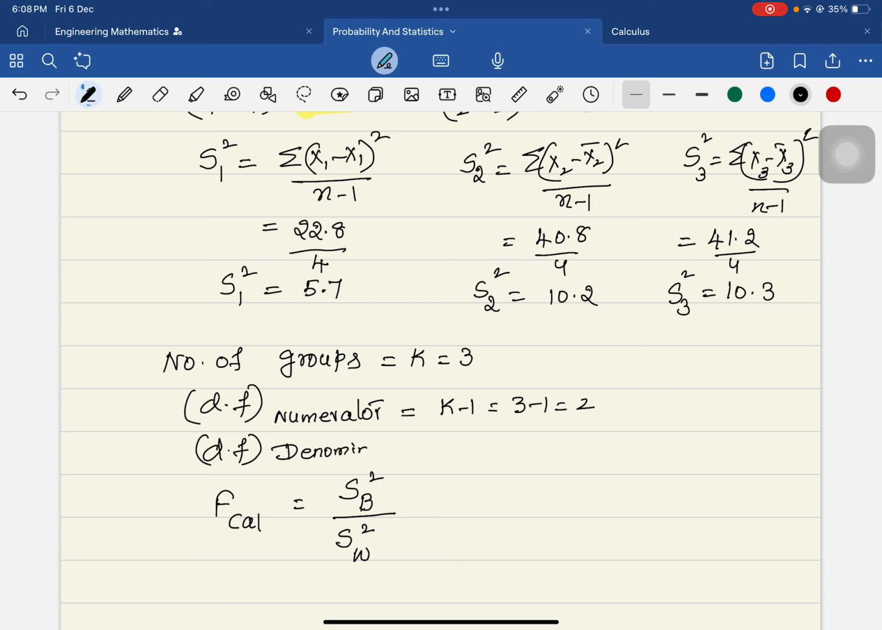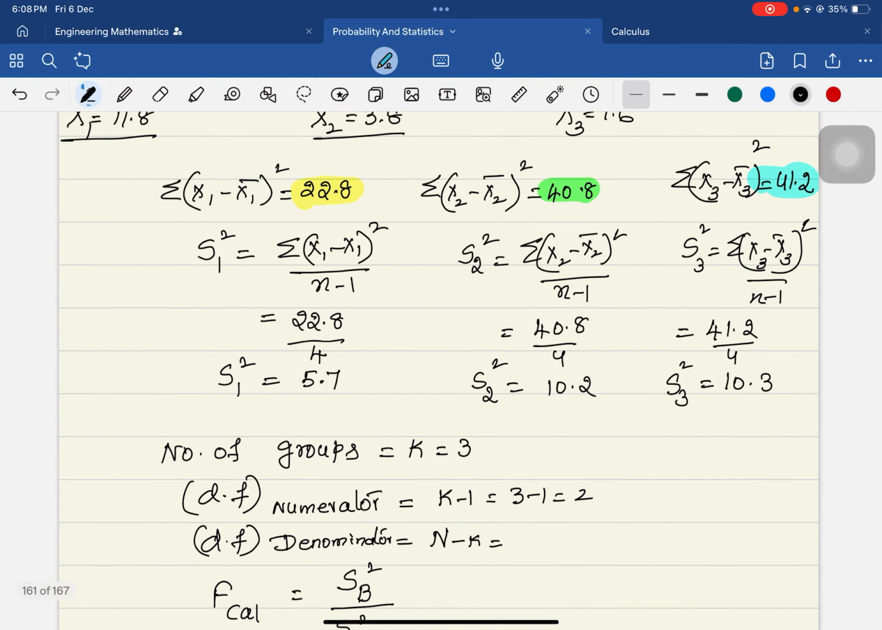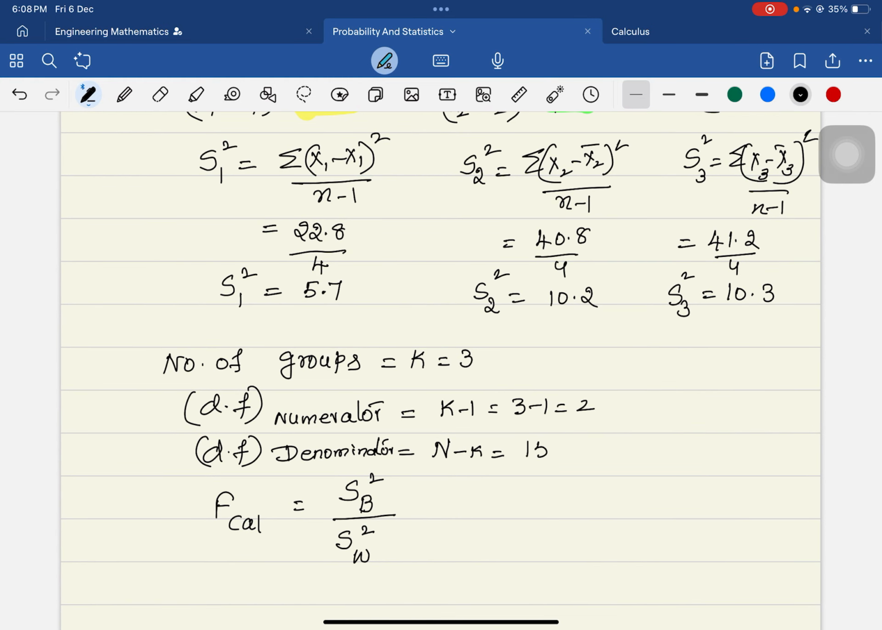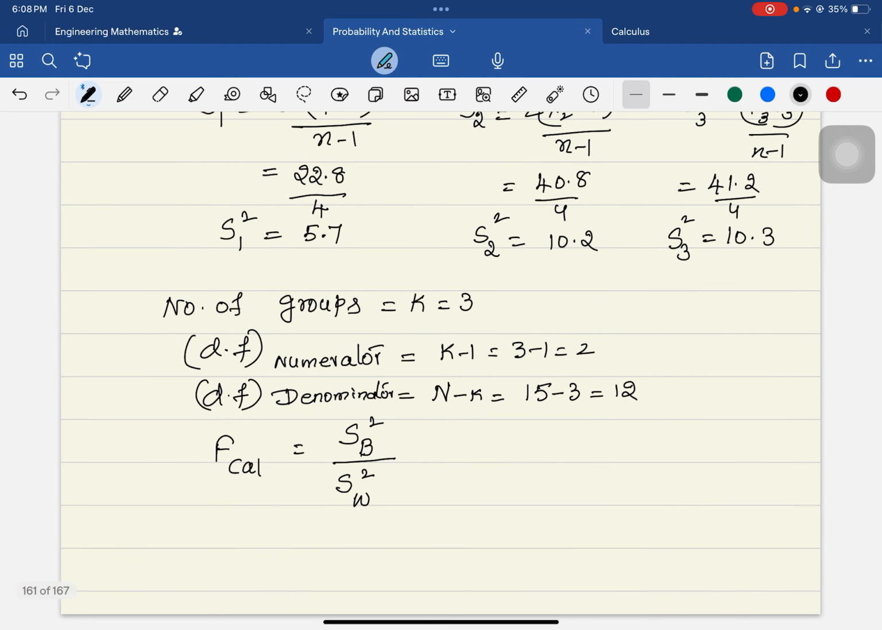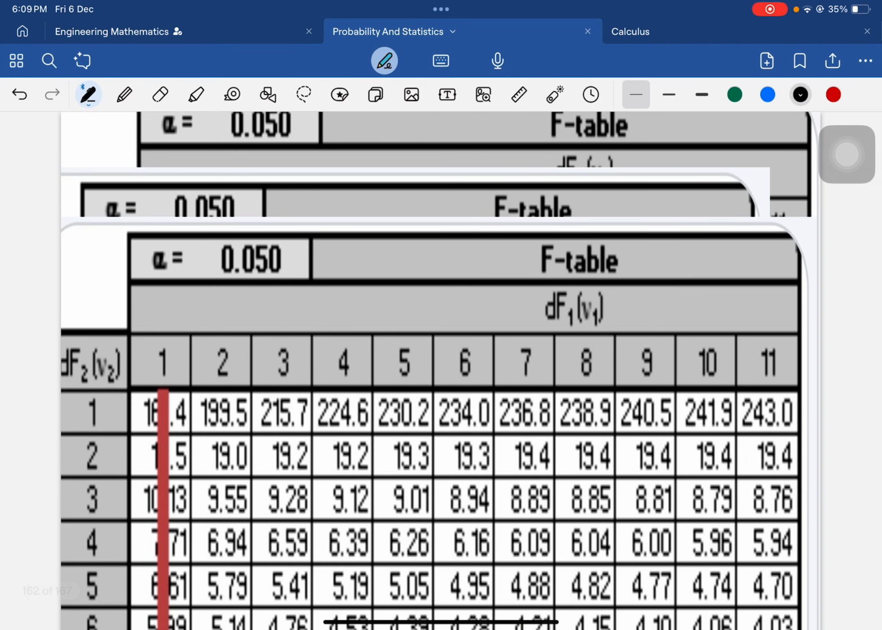And what is the denominator degrees of freedom? That means within the group, we take the total number of observations minus k. Now there are 5 observations in each group, so 15 observations in total. So 15 minus k, which is 3, and therefore 12 is the degrees of freedom for the denominator. We write down the F calculated value, and the F table value we have to identify by taking the F table for numerator 2 and denominator 12.